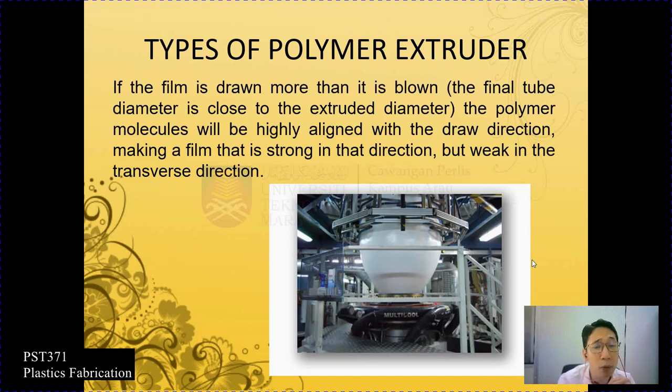Okay, the polymer molecule will be highly aligned with the drawn direction. Sebab awak tarik lebih. So, dia akan align lebih mengikut arah tarikan awak punya molten polymer tadi. Making the film that is strong in that direction but weak in transverse direction.